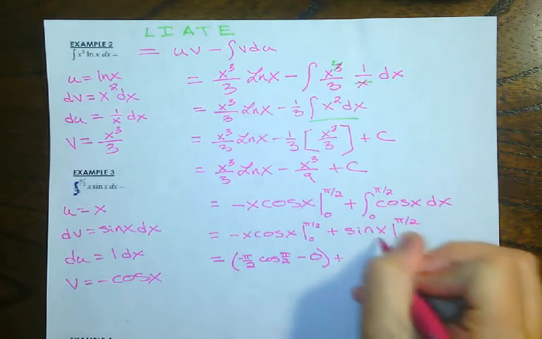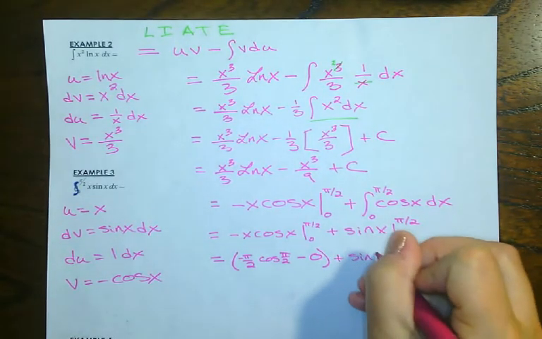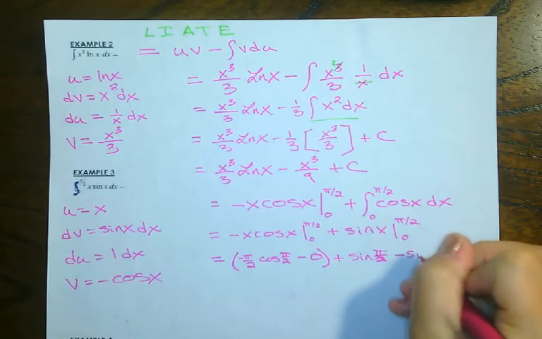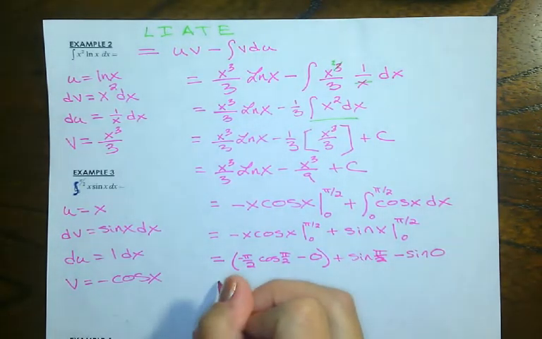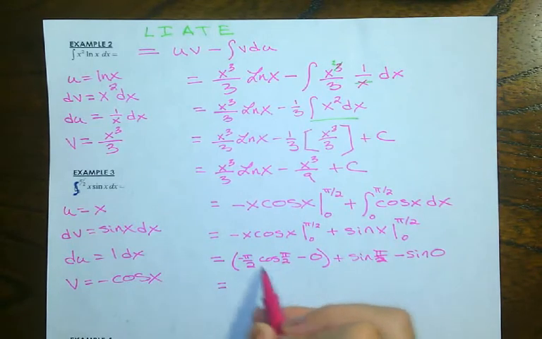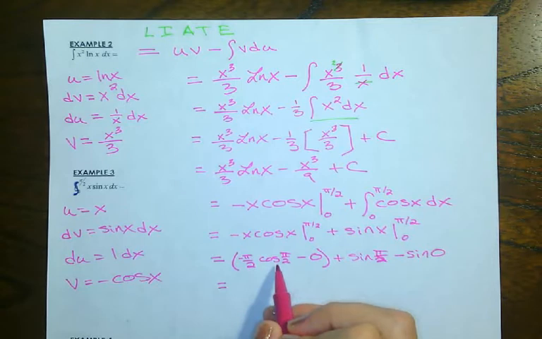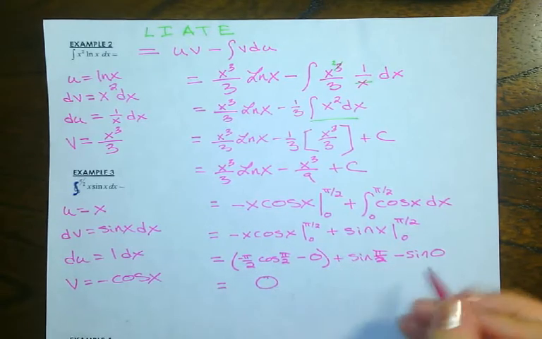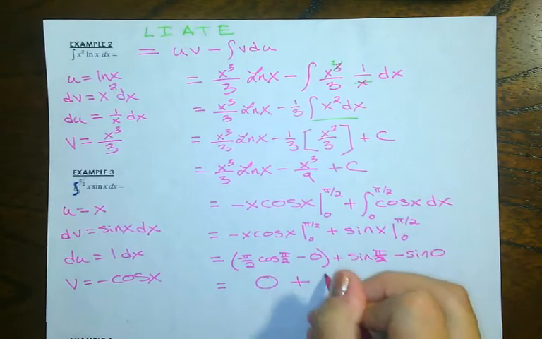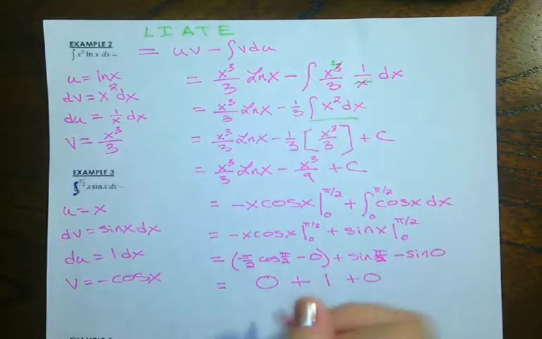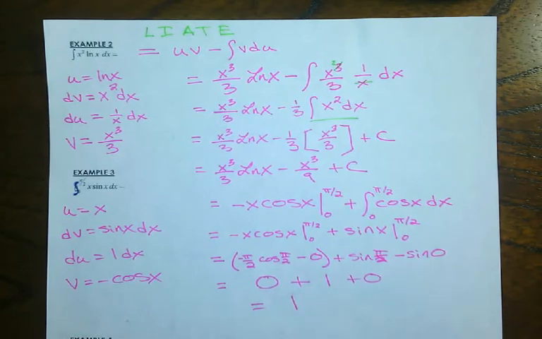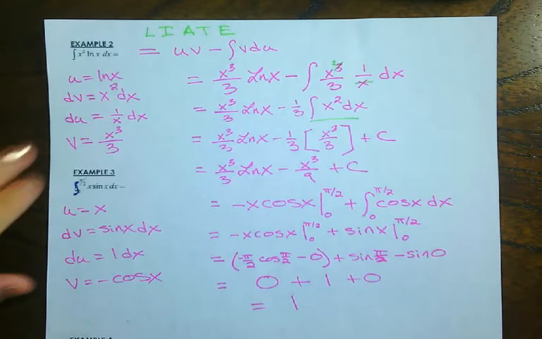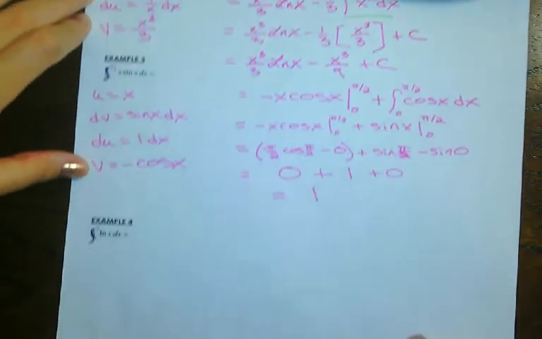And then plus, fundamental theorem of calculus on this piece, so you get sine of pi over 2 minus sine 0. Hopefully you know your unit circle here. The cosine of pi over 2 is right at the top of the unit circle, so the x value there is 0, and 0 times pi over 2 is still 0. 0 minus 0 is 0, so this whole piece goes to 0. Plus sine of pi over 2 is 1, and sine of 0 is 0. So all that work for a final answer of 1. Phew. All right, moving right along to example number 4.